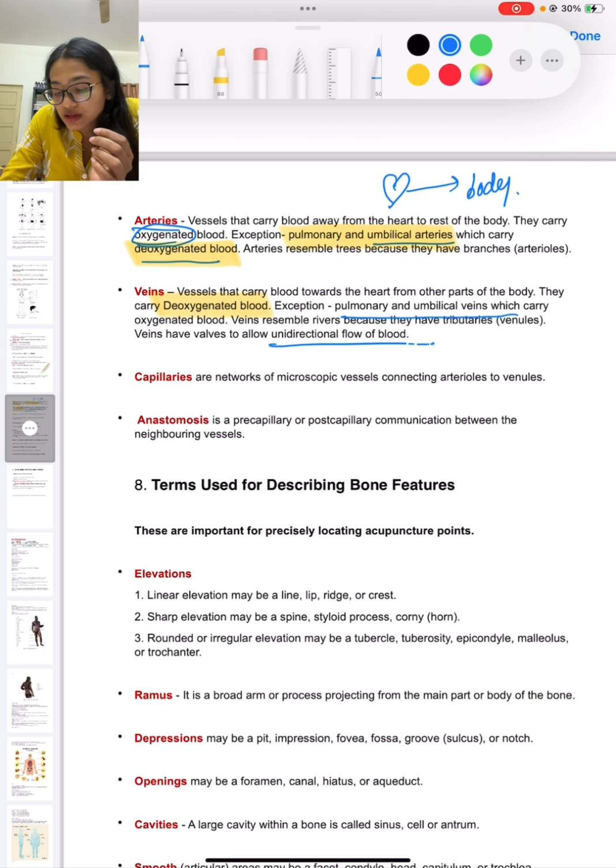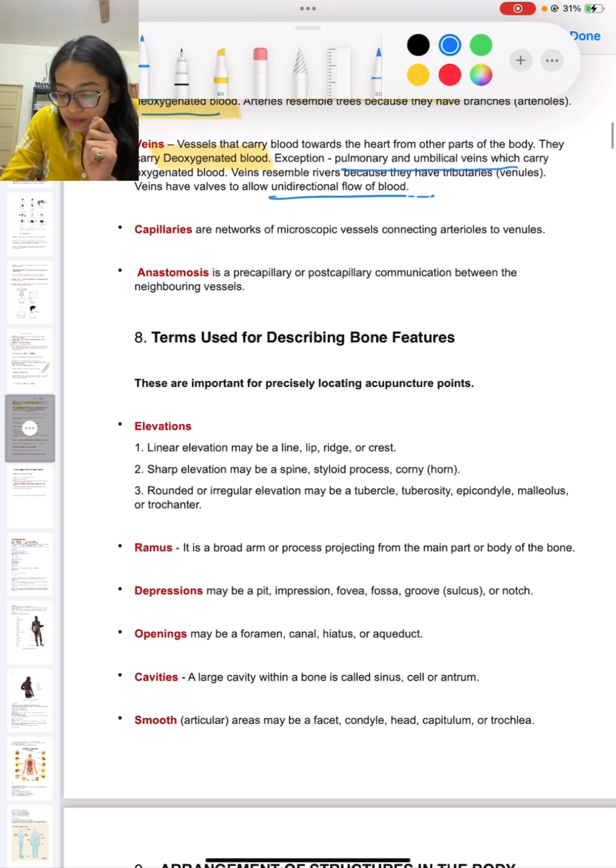Now what are capillaries? Networks of microscopic vessels connecting arterioles to venules. Okay. Anastomosis is a precapillary or postcapillary communication between the neighboring vessels. Okay.